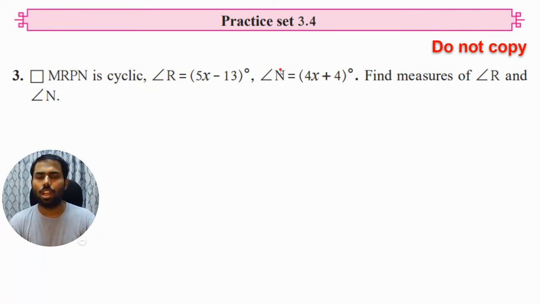Okay, again what I'm going to do is wait for 5 seconds for you to pause the video here and try to solve it by yourself. Once you solve it by yourself, you will cross check whether we have got the same final answer or not. So first draw the rough diagram, then use the cyclic quadrilateral theorem, and once you find the value of x, substitute in the expressions for angle R and angle N, and you will get the final answer. Okay, wait for 5 seconds.